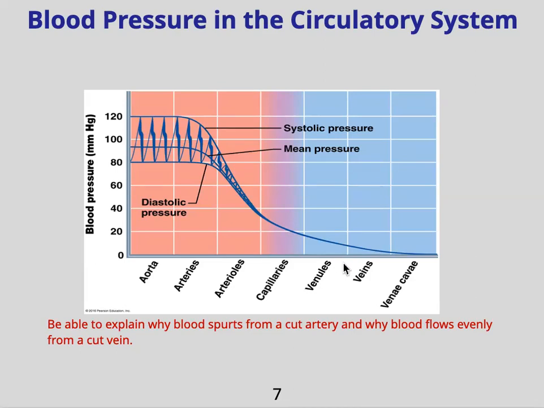There's a small pressure gradient from the venules to the vena cava. The low pressure in veins is due to the cumulative effect of peripheral resistance going from the arterial side all the way to the venous side. And the pressure is too low to promote adequate venous return. And so we've discussed some of the adaptations of the venous system that allow for venous return. That includes the one-way valves, the muscular pump, the respiratory pump, etc.